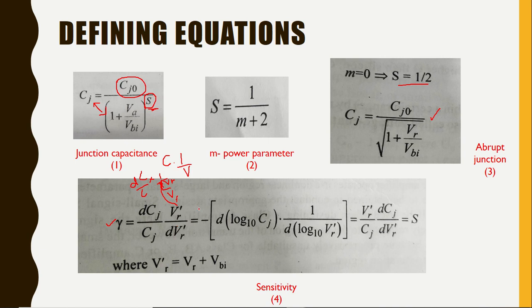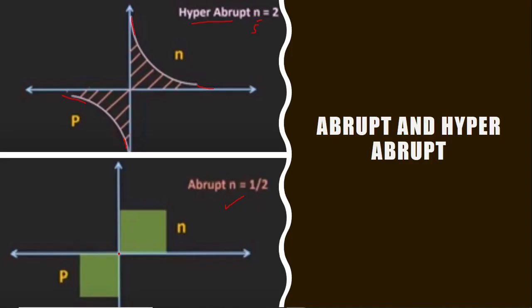This inverse relationship, where the voltage and the capacitance are inversely related, is called the sensitivity of the varactor diode. And this is an important 2-mark question for us. They will ask us to define what sensitivity is, and we need to write this particular formula. And this diagram we saw already. It is the formation of abrupt junctions and non-abrupt junctions.